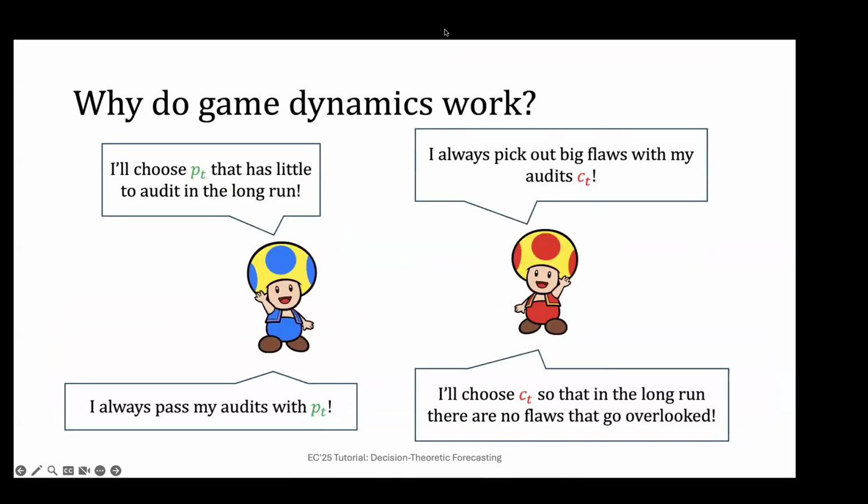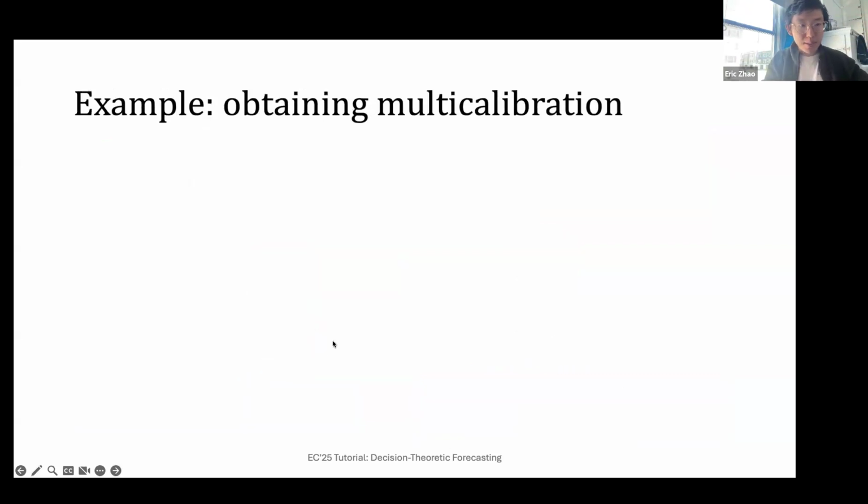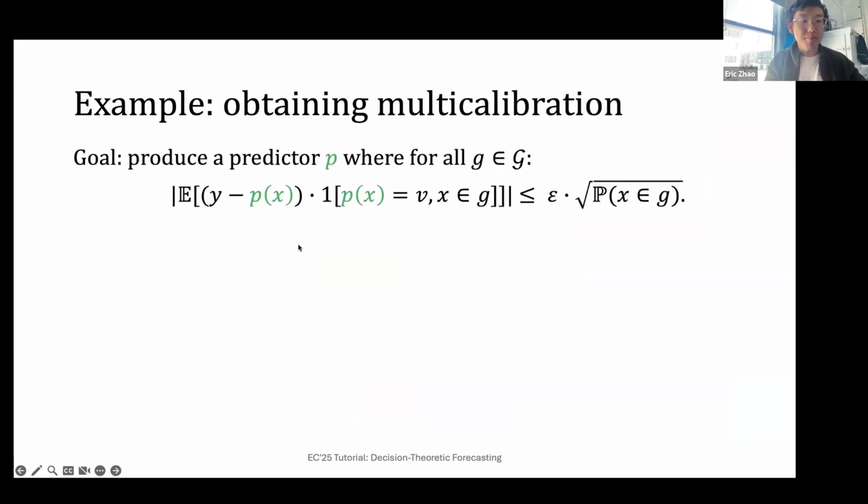Thank you. So yeah, just to briefly recap the two dynamics. The first one is the top box: I choose PT first, and the auditor moves second. That's the one that we'll go with. The bottom one is the other dynamic, which is more for online learning. So I'll just briefly skim through how you actually obtain calibration.